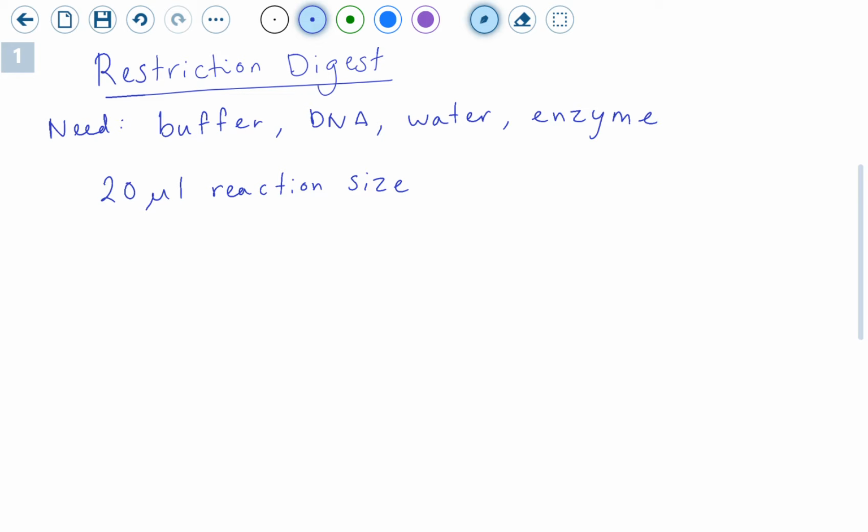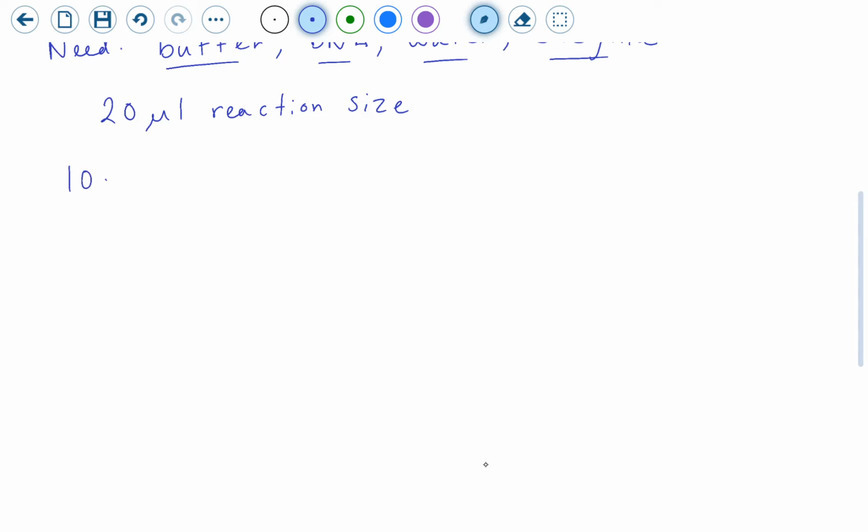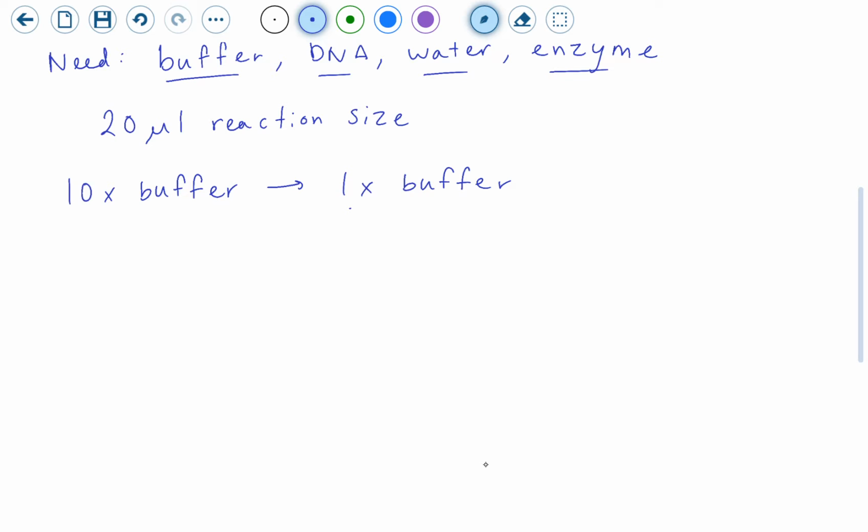And each of the ingredients come in different concentrations, so we're going to have to do some dilutions. The buffer comes as 10x buffer, and we want to make it into 1x buffer. So this is a standard 1 to 10 dilution. Our final reaction volume is going to be 20 microliters, so the way I do it is just 20 times 1 over 10. It gives you 2 microliters. So that means you're adding 2 microliters of 10x in order to get 20 microliters of 1x.